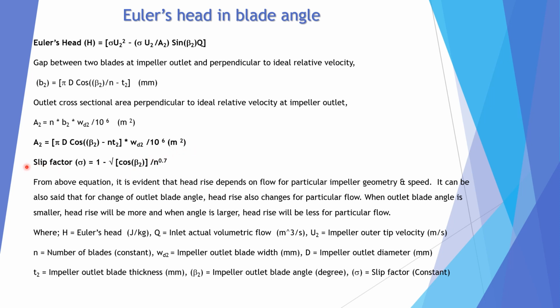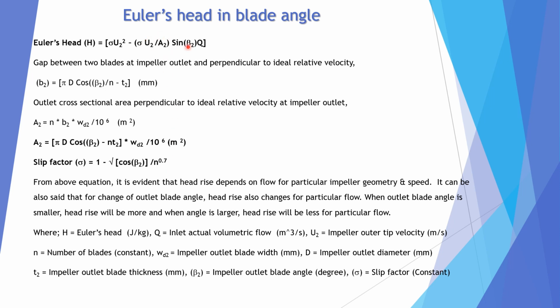Slip factor sigma is equal to 1 minus square root of cos beta 2 upon N to the power 0.7. So A2 depends on diameter, blade angle, number of blades and outlet blade thickness and WD2, and sigma depends on blade angle and number of blades.